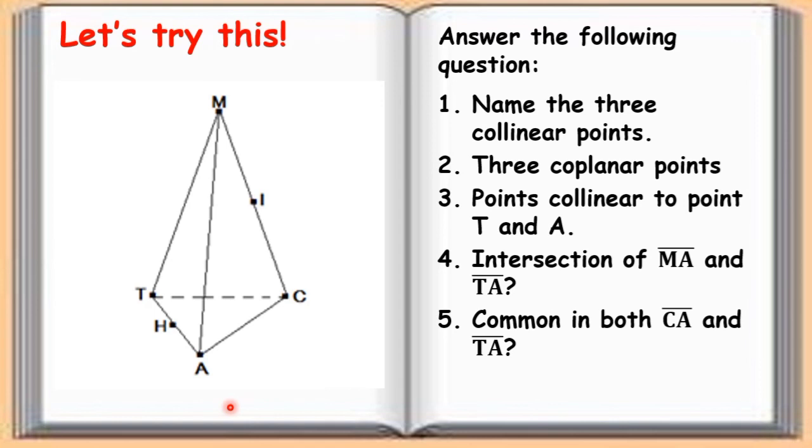Next, question number 5. What is the common in both CA and TA? So, this one is CA and this one is TA. So, what will be the answer? So, the answer is point A.